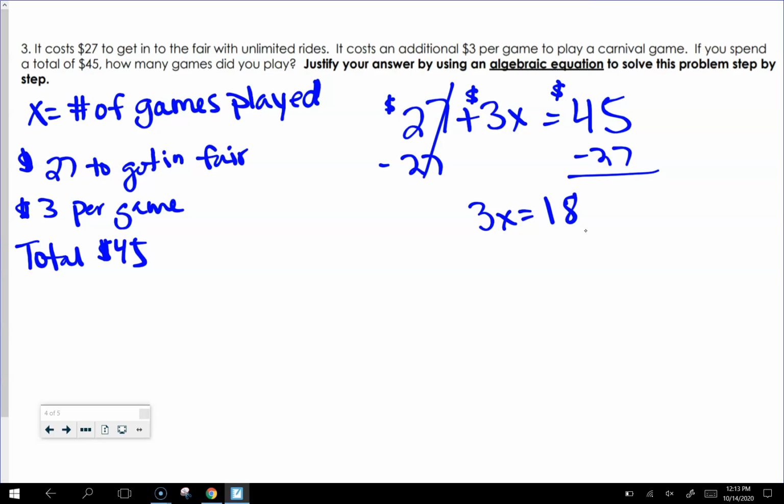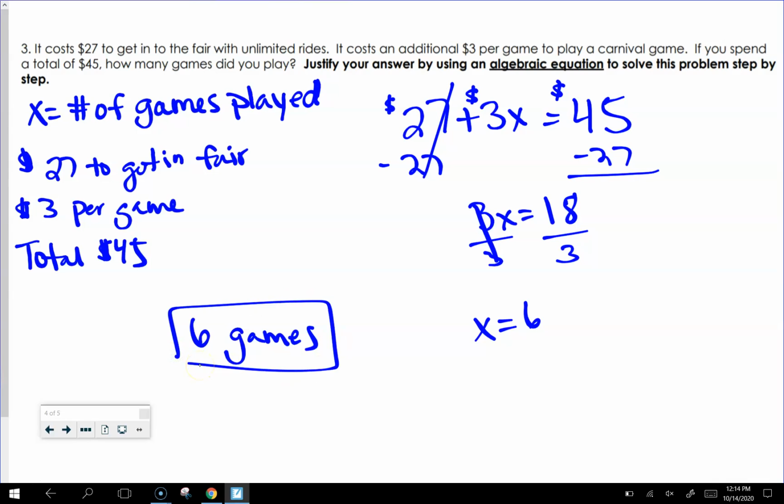Then what? Almost there. Divide by what? Divide both sides by 3. Good. And we get x equals 6. I'm not done though. I haven't answered the question. How many games did you play? Played 6 games. You can be real simple and just say 6 games.